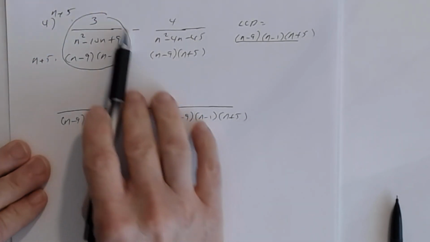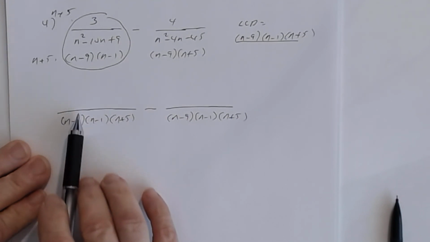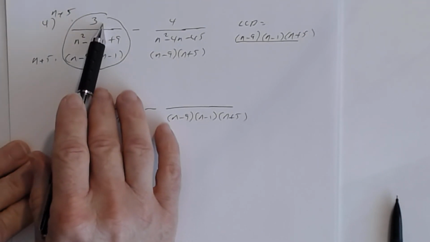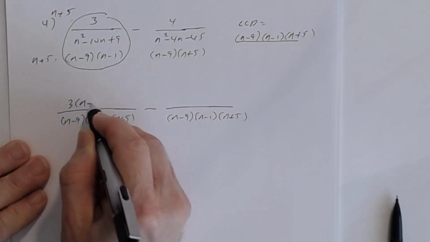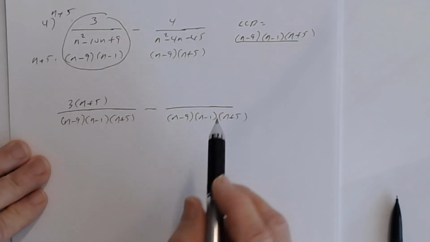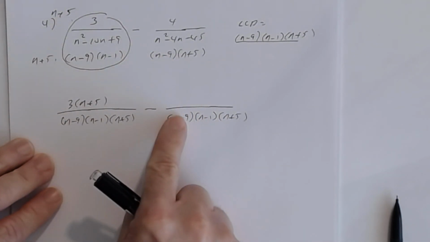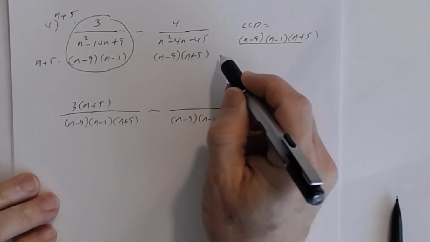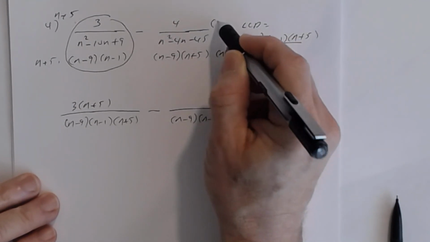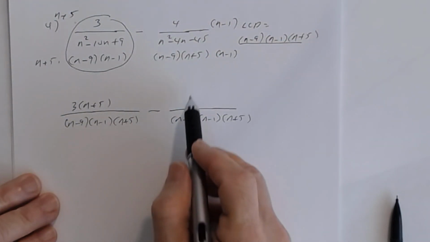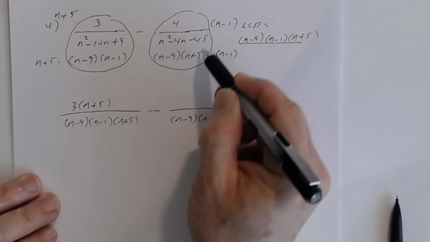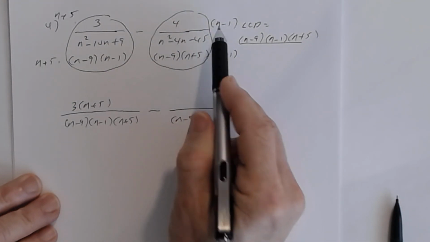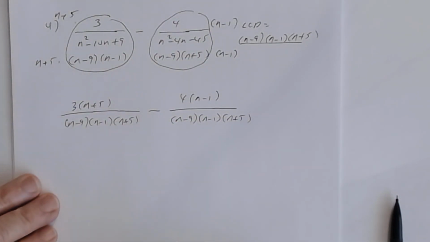So now this rational expression I have circled is now equivalent to a rational expression with this numerator now: 3 times n plus 5. Make sure you put that n plus 5 in parentheses. Now let's do this one. So I have the n minus 9 and I have the n plus 5. So all I need now is the n minus 1. So I'm going to multiply this by n minus 1. What I do to the denominator, I do to the numerator. So now this rational expression is equivalent to a rational expression having this numerator, 4 times n minus 1.